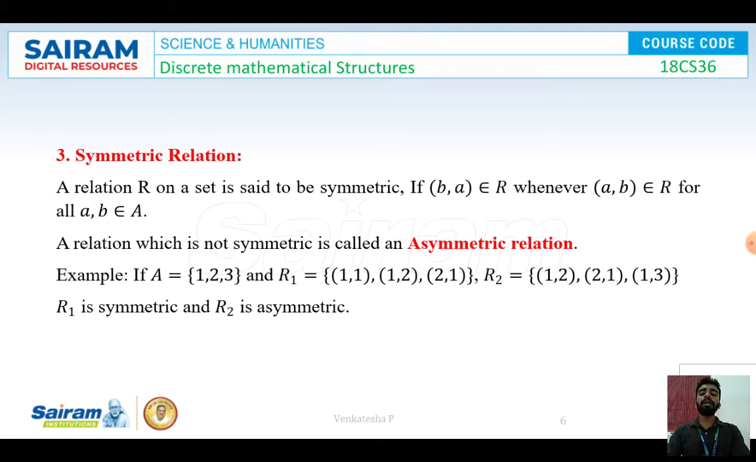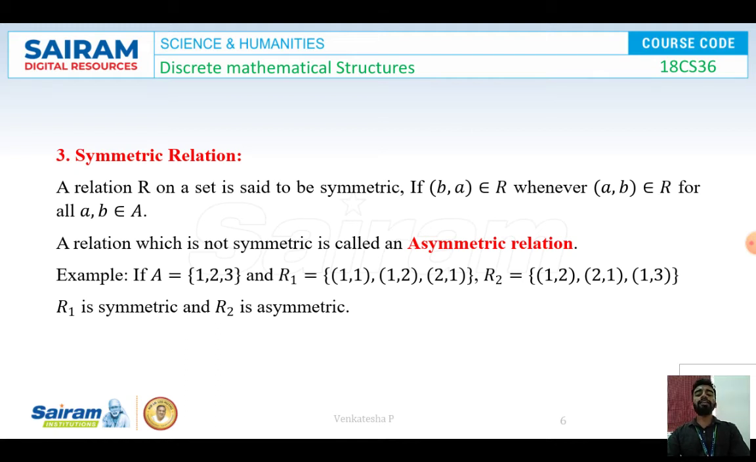For example, I'll take a non-empty set A containing three entries, 1, 2, 3. Now I'm going to make ordered pairs to form relations. The first one is R1, given by (1,1), (1,2), (2,1). And R2 is given by (1,2), (2,1), (1,3). Here we have to identify whether R1 and R2 are symmetric or not.